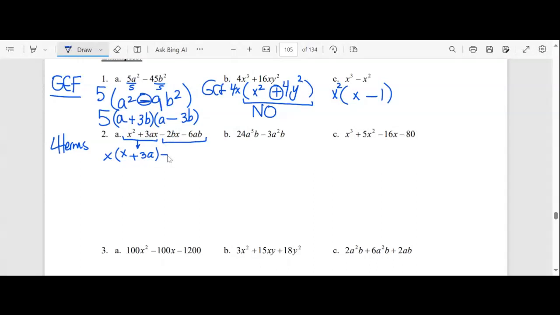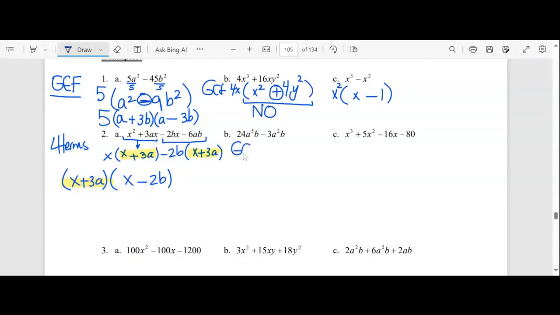Okay, what is common in the second 2? 2 and b as well. So what's left? x plus 3a. Okay, do we have the same factor? Yes, we have. So what is the common factor? x plus 3a. And what's left? x minus 2b. Good. Next one.